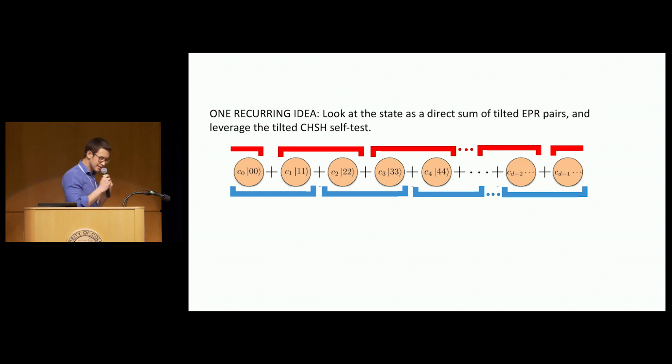Taking a step back, when we are trying to come up with a correlation that self-tests a state, a typical approach is to come up with ideal observables that, when measured on this state, produce a correlation that captures the essential properties of the state that we want to self-test. In this case, we hope that this view as a direct sum of tilted EPR pairs captures the essential properties of this state, and that it's enough to single it out.